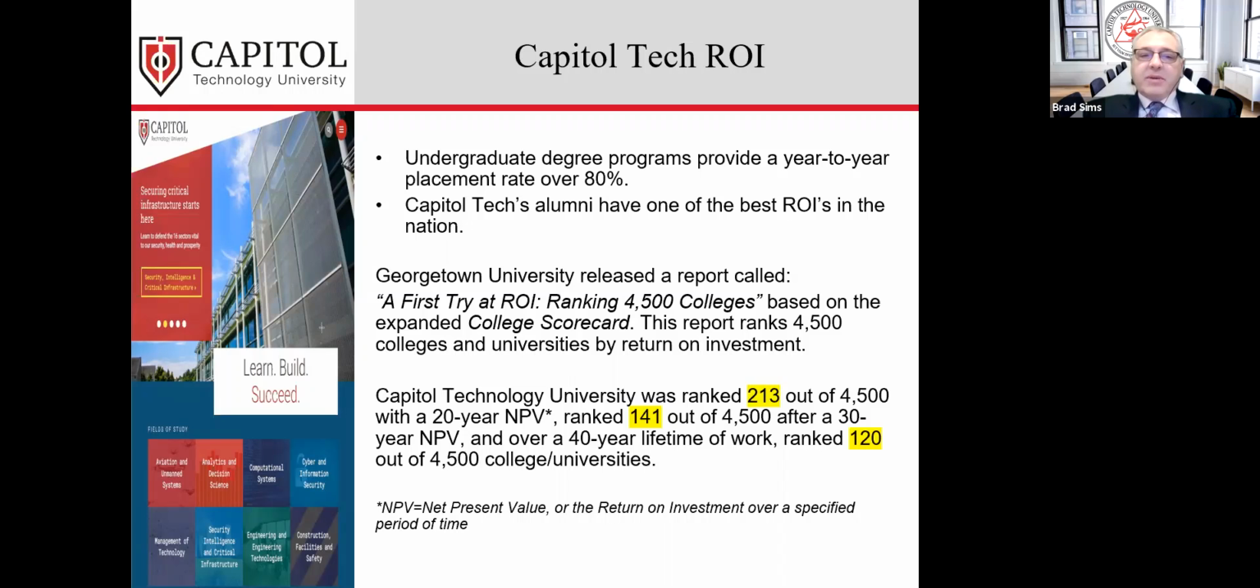There was a report that came out of Georgetown University, which ranked all 4,500 colleges and universities across the United States on their return on investment. Out of the 4,500 colleges, after your lifetime of work, Capital Technology University was ranked 120 for the return on investment. So we're very proud of that.